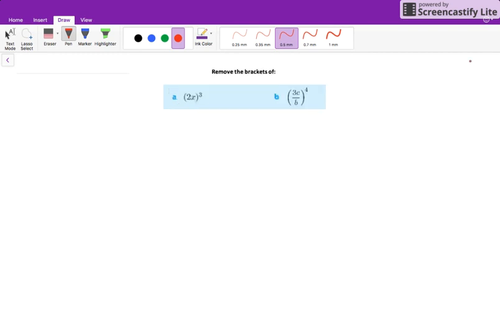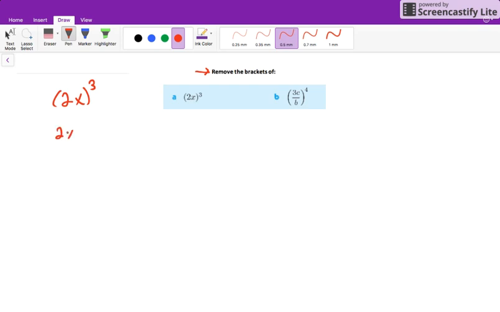Now there's just one more set of problems that we're going to do. The directions for this would say remove the brackets of, or simplify. They're meaning the same thing here. So one thing I want to point out to you is this first problem A says 2 to the x raised to the third power.